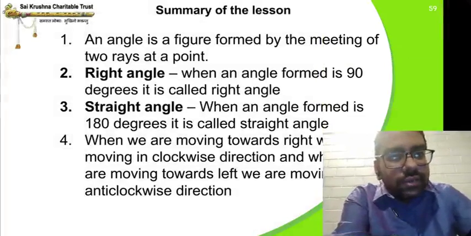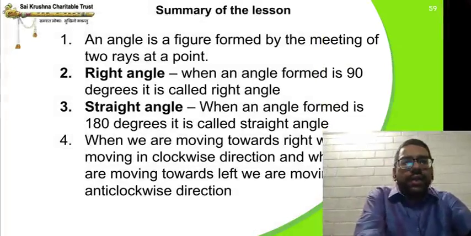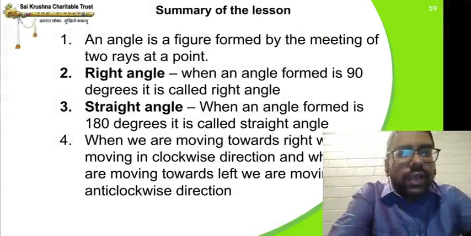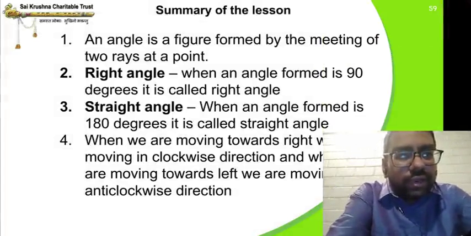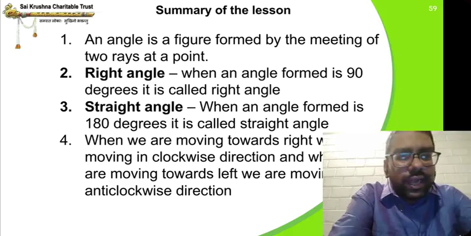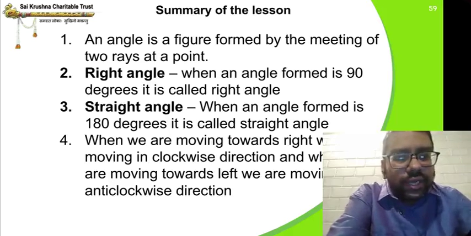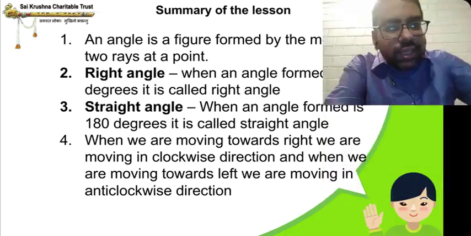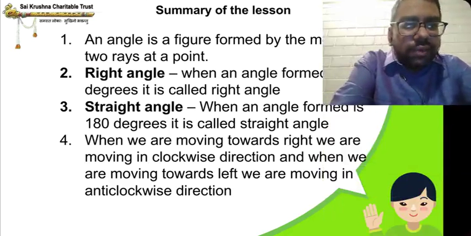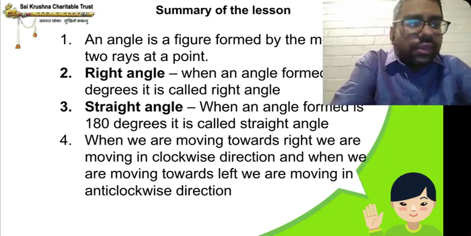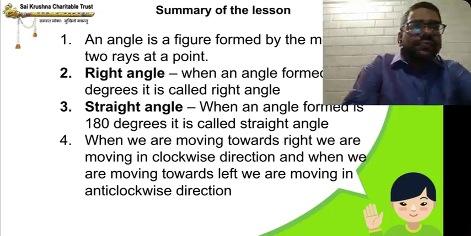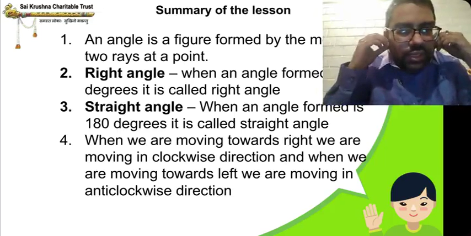Summary of the lesson. Angle is a figure formed by meeting of two rays at a point. Right angle is an angle formed when the angle formed is 90 degrees. When angle formed is 180 degrees, it is called straight angle. When we are moving towards right, we are moving in the clockwise direction. When we are moving towards left, we are moving in the anti-clockwise direction. Okay, children? We'll continue with the next part in the next session.